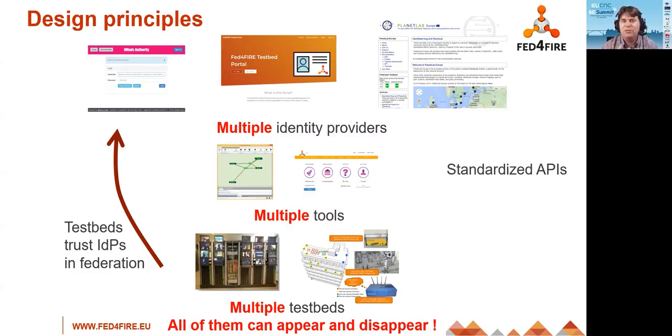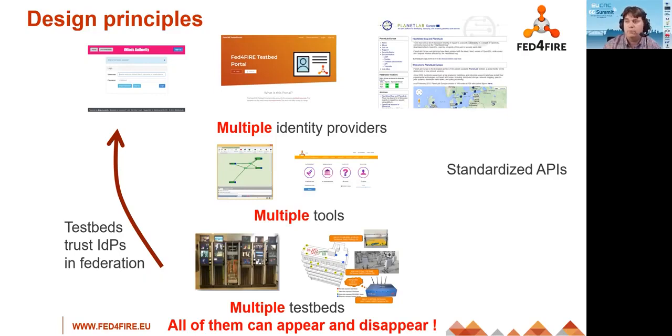But the goal is to have this remaining for the coming years, so to have a sustainable solution for that. And so what we aim at is that different components can appear and disappear. For instance, testbeds is the most obvious one. Maybe a new testbed comes, for instance, IoT testbeds renew all the time, 5G, 6G testbeds can come up, and you should be able to add them to the federation.